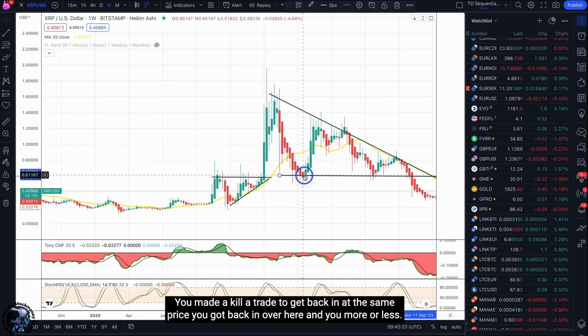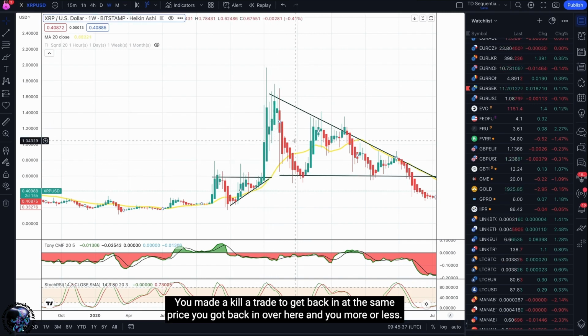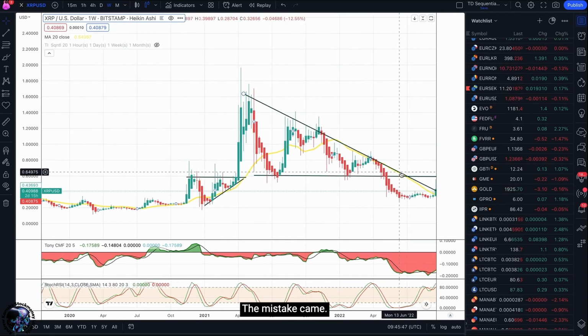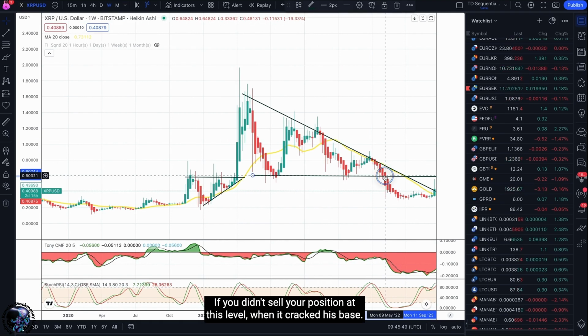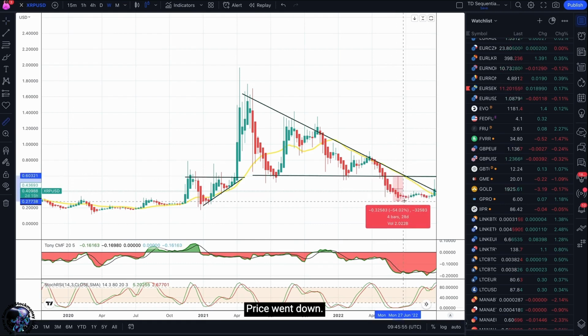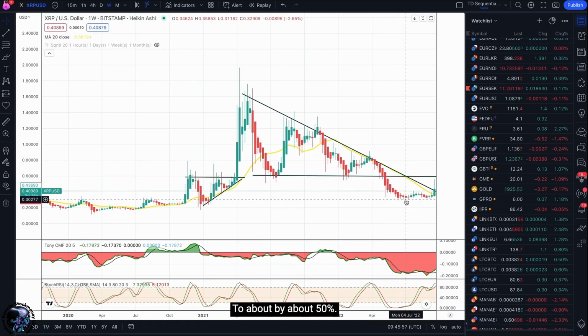You made a killer trade to get back in at the same price you got back in over here, and you more or less 1.5x'd your holdings, and now you're just watching. The mistake came if you didn't sell your position at this level when it cracked this base, because now price went down by about 50%.